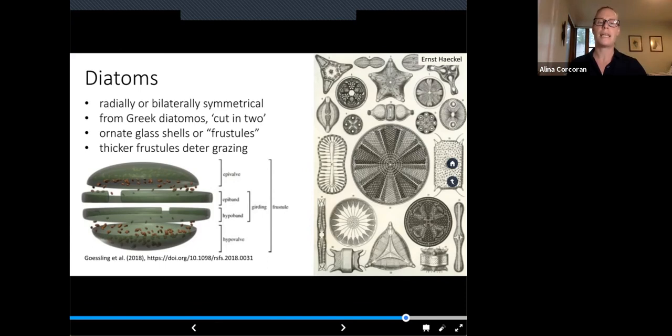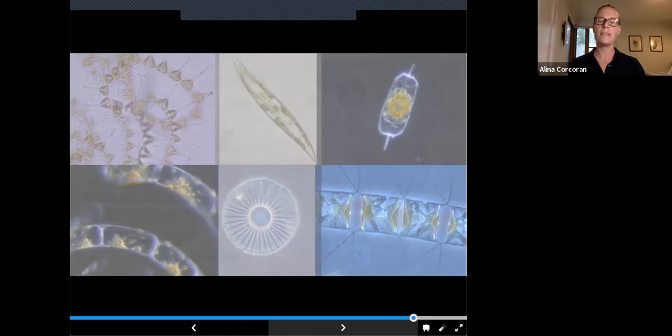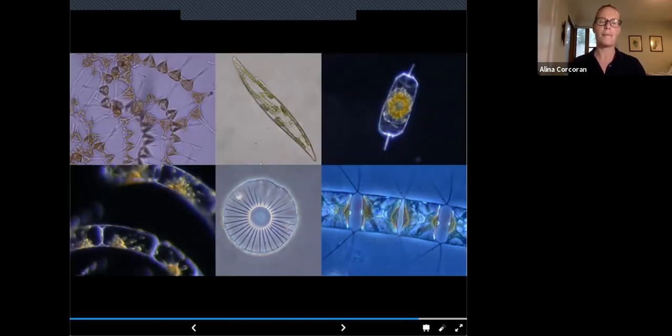And they have really ornate glass shells or frustules. And the thicker those frustules are, the less likely they are to be eaten by someone. And by someone, I mean zooplankton. So these thicker frustules deter grazing. These are some images of my favorite plankton, starting in the upper left. This is Asterionellopsis, and it's a chain-forming cell that chains and sort of loops around itself. This is a pennate diatom, probably Nitzschia, and some of the Nitzschias will glide over surfaces. This is Ditylum, Chaetoceros with very long spines, Planktoniella sol, obviously looks like a sun, and Guinardia.